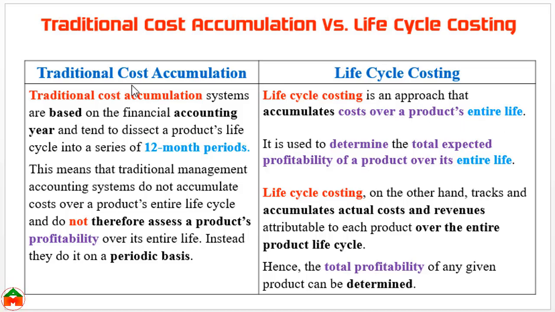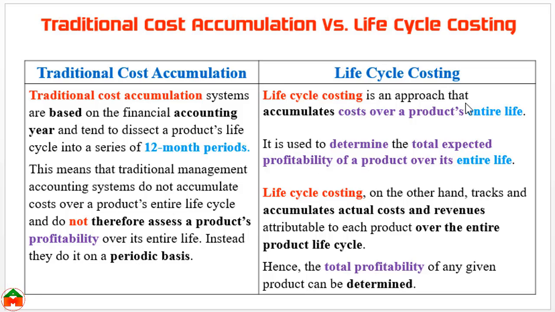In traditional cost accumulation, we do not accumulate cost over a product's entire life cycle and do not therefore assess a product's profitability over its entire life. We cannot determine the profitability of a product for the entire life of the product. That means in traditional cost accumulation, we determine the profitability for a particular period. It may be 1 year, 12 months.